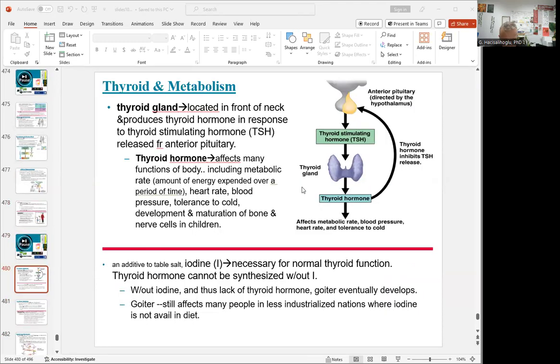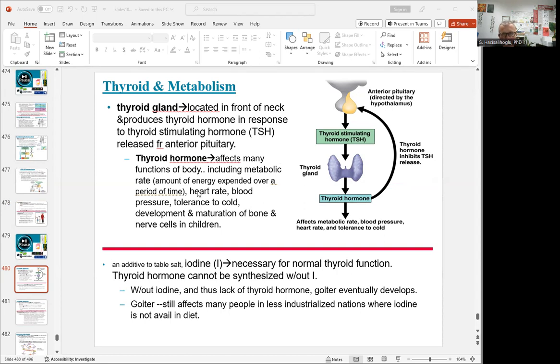So we just saw three of these glands. Now number four is the thyroid, another very important one. The thyroid glands also produce specific hormones like thyroxine and calcitonin. It's located in the front of the neck, produces thyroid hormone, and responds to thyroid stimulating hormone, TSH.